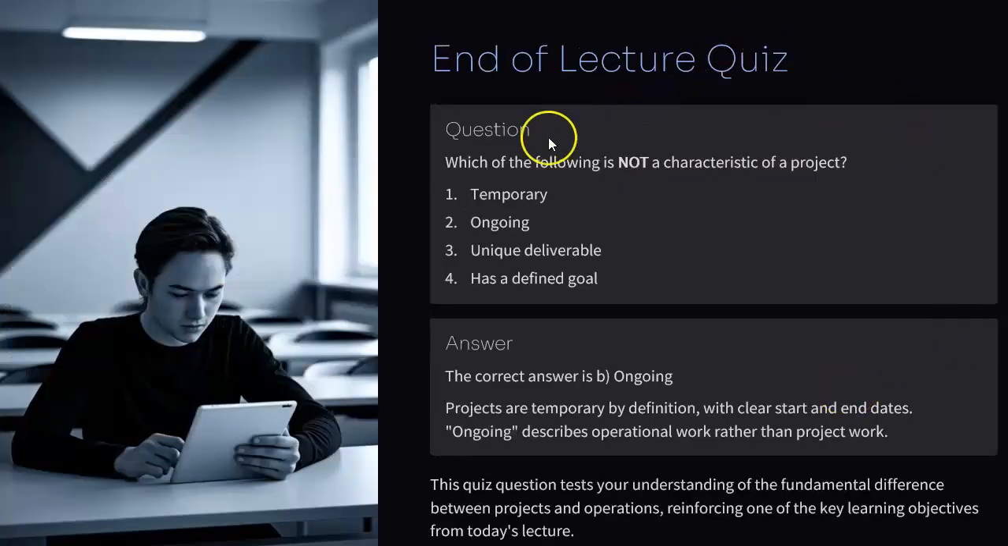Just a small quiz: which is not a characteristic of a project? Temporary, ongoing, unique deliverables, has a defined goal. The answer is ongoing. Projects are temporary by definition with clear start and end dates. Ongoing describes operational work rather than project work. This small quiz tests your understanding of the fundamental difference between projects and operations, reinforcing one of the key learning objectives from today's lecture.